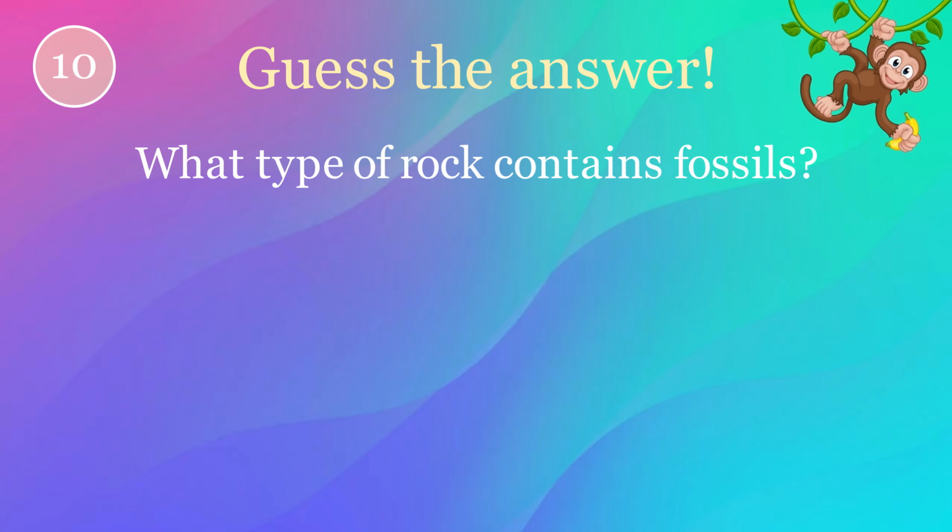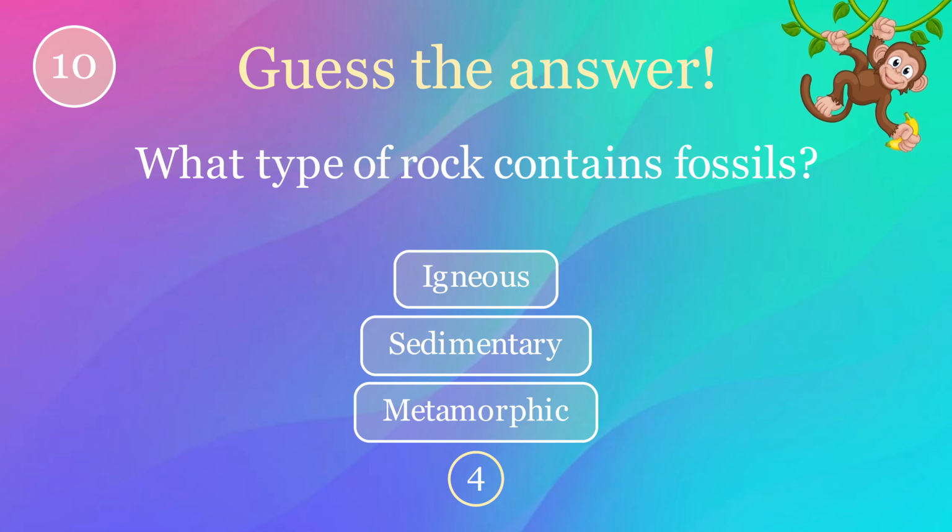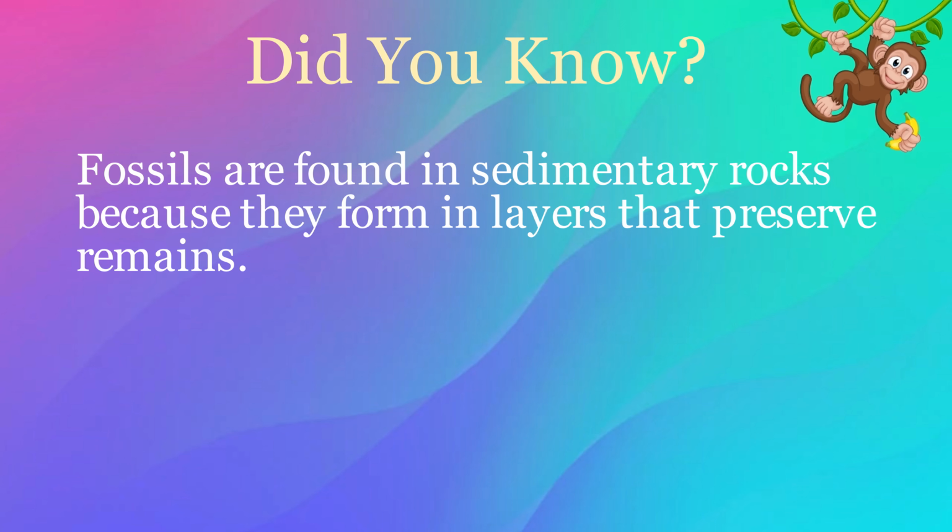What type of rock contains fossils? Igneous, sedimentary, metamorphic. The correct answer is sedimentary. Here's an interesting fact: fossils are found in sedimentary rocks because they form in layers that preserve remains.